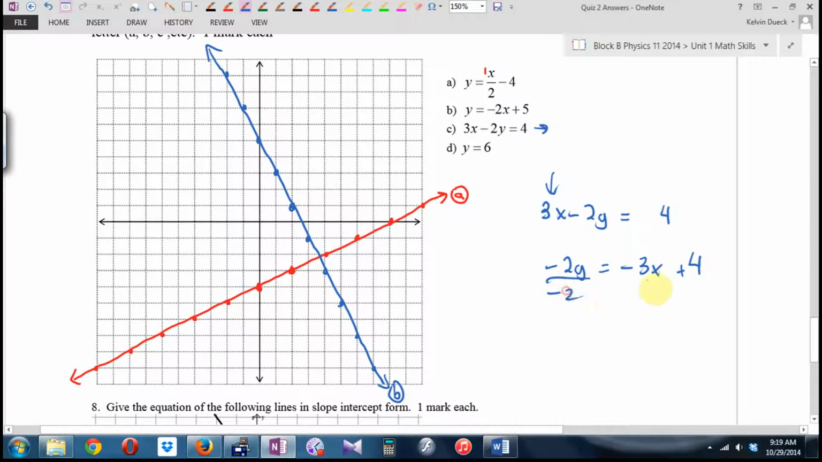Divide by negative 2, divide everything by negative 2. Oh, don't cross that out, Mr. Dueck. I'll get y equals, what's a negative divided by a negative? 3 over 2x. What's 4 divided by negative 2? That there is actually the equation for C. It has a y-intercept of negative 2. It has a slope of up 3 over 2, up 3 over 2.